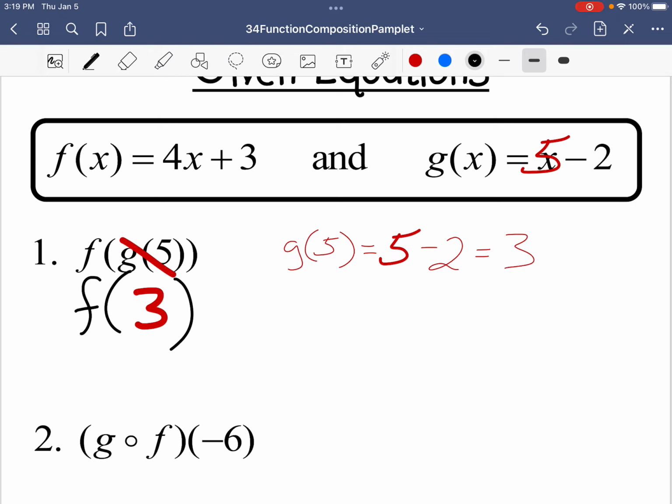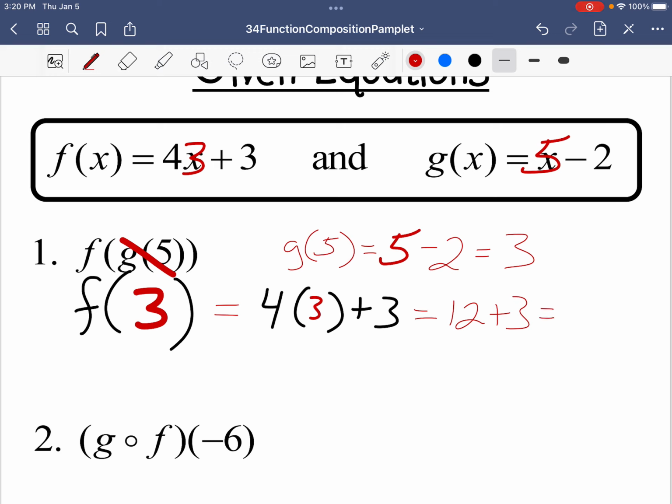I got 3, and now I'm going to work my way to the outside, which is going to require us to do f of 3. What's f of 3? That's right, it's like plugging 3 into the f function. And when I plug 3 into the f function, I end up getting 4 times 3 plus 3, which of course just comes out to be 12 plus 3, ultimately equaling 15. 15 is the value of f of g of 5.